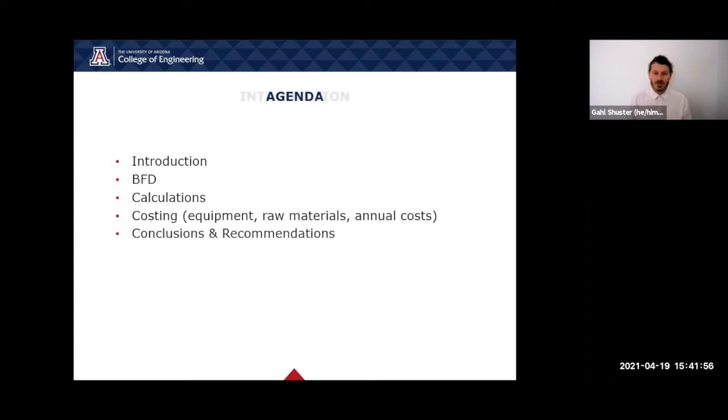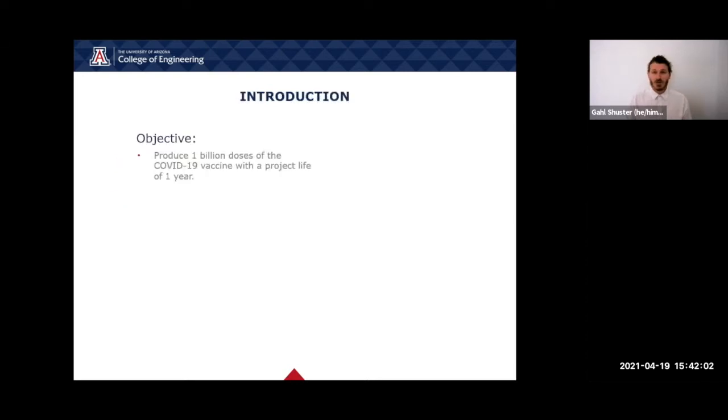The objective of this project was to produce 1 billion doses of a COVID-19 vaccine with a project life of 1 year. The criteria the team focused on was emphasizing accessibility for all populations of all demographics, while also attaining profitability. The constraints were as follows.